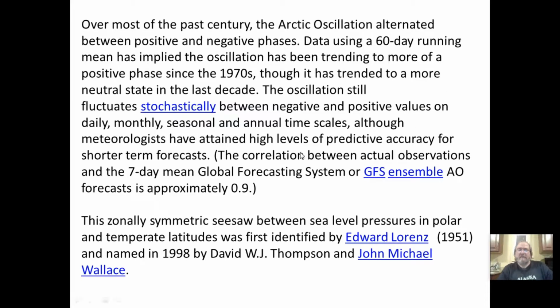So back to this. The zonally symmetric seesaw between sea level pressures in polar and temperate latitudes was first identified by Edward Lorenz in 1951 and named in 1998 by David Thompson and John Michael Wallace.